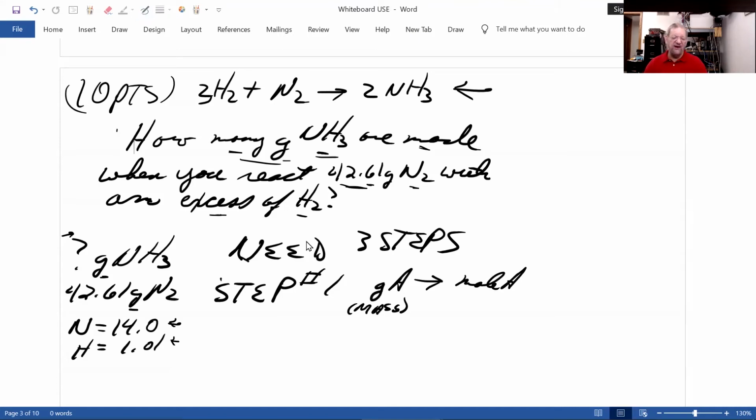And why don't you try and set that up yourself now? This is the first step. Step one, you've got to figure out what is A and how you convert that to moles. Hint, use your good buddy, your good friend, unit analysis. Your turn.